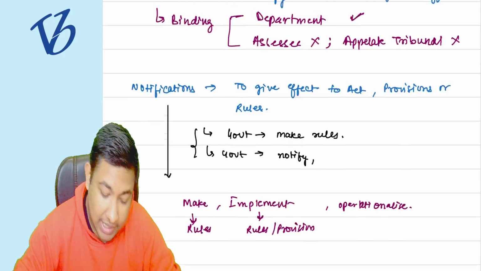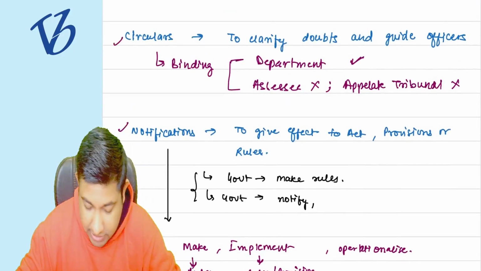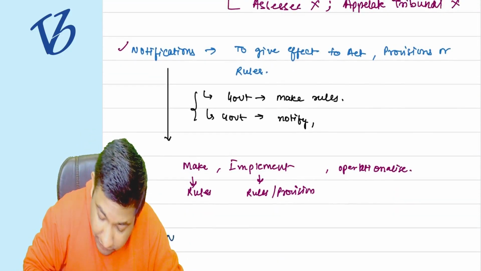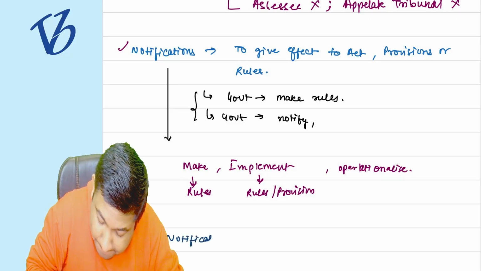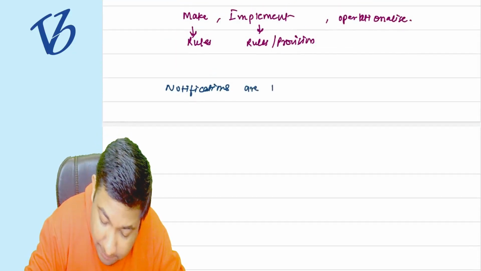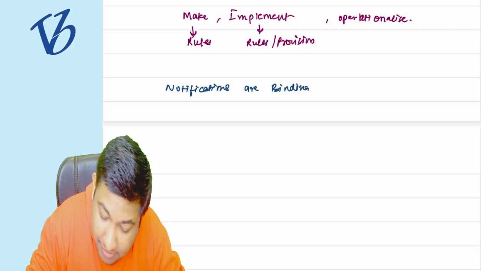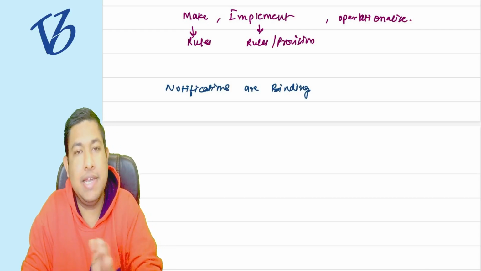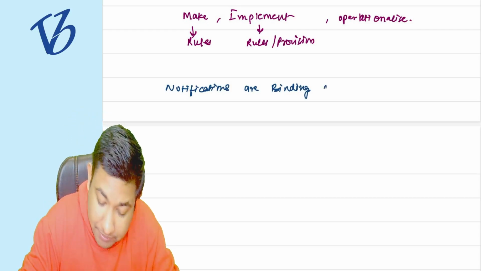Understood? So there are two things, that is circular and the notification. And the notification, listen to me very carefully, the notifications are binding. Unlike the circulars, notifications are binding on the assessee as well as the department.